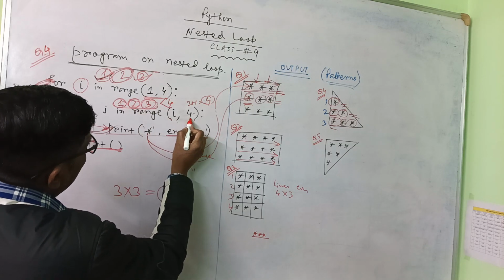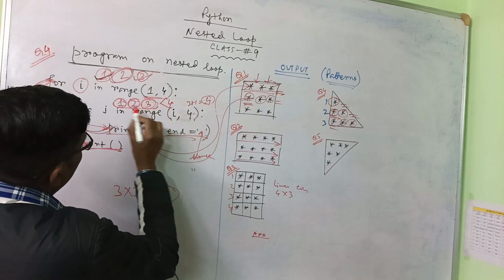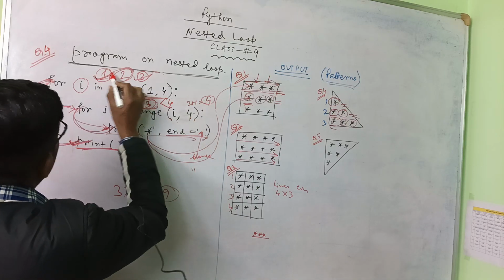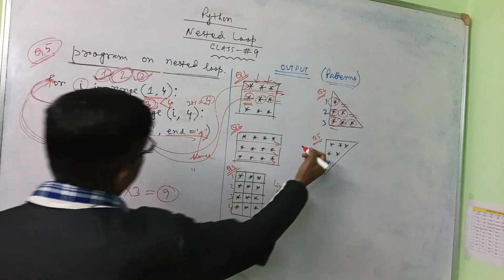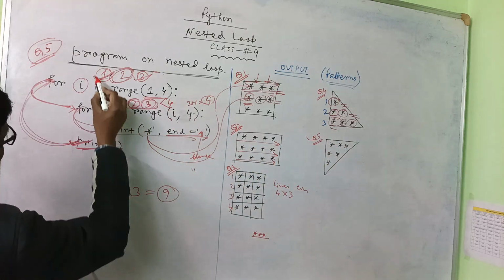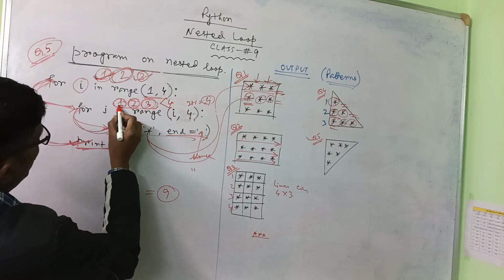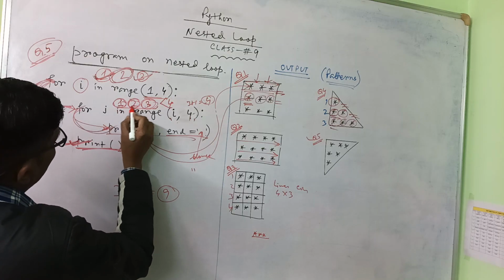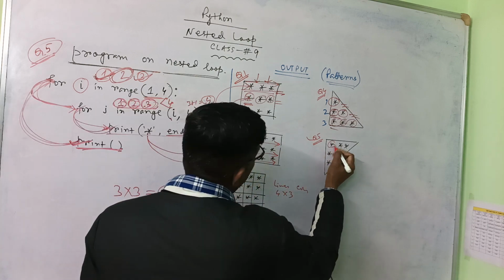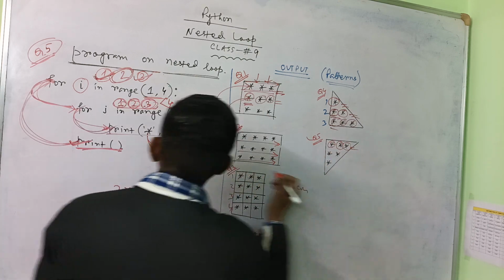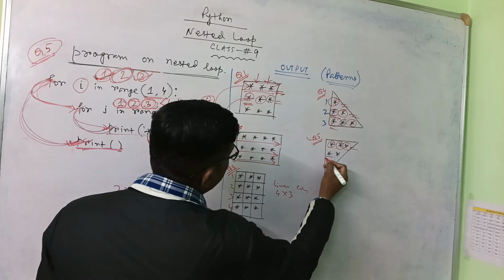Because the termination value, meaning the last value, is 4, this loop will work when i equal to 1. Which question? Question number 5. We are solving question number 5. So it is 1 coming inside: j equal to 1, j equal to 2, j equal to 3. So 3 times it is working, 3 asterisks printed. The cursor is waiting. This line will help you bring down the cursor here.